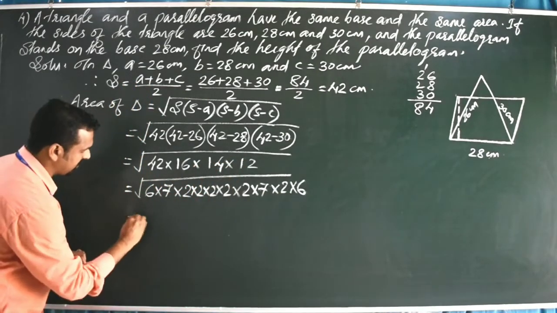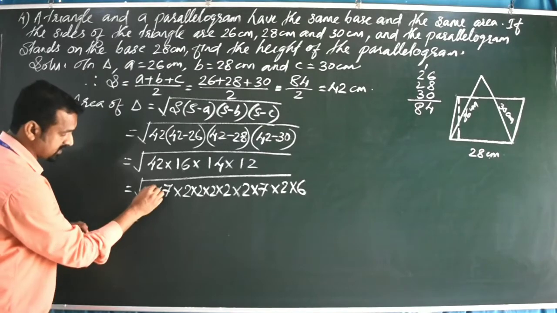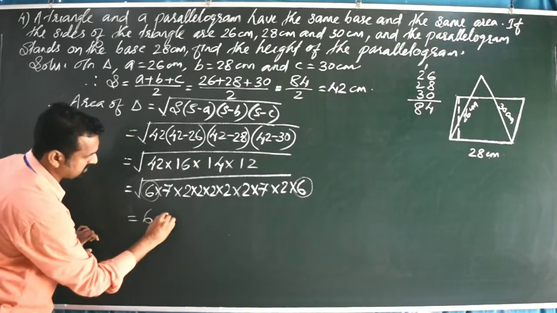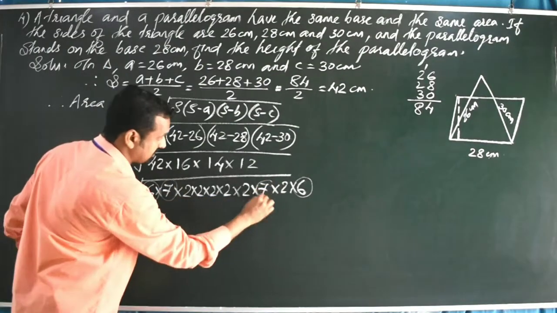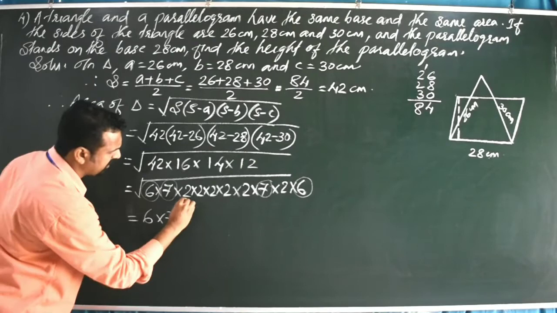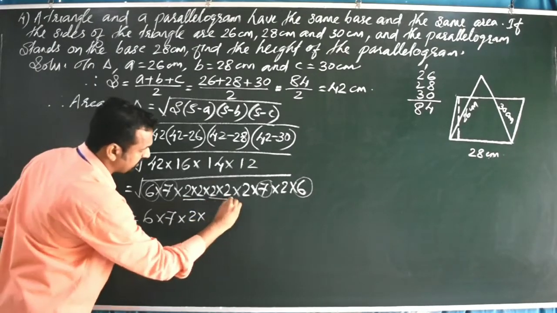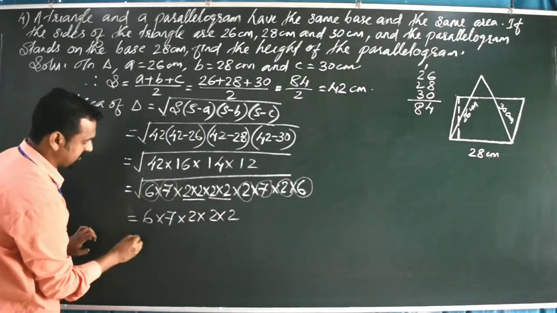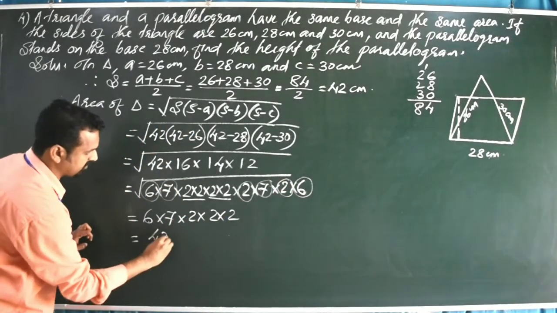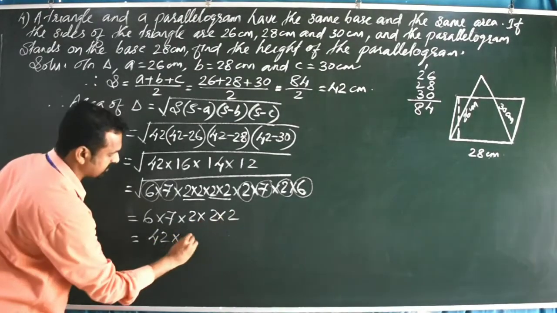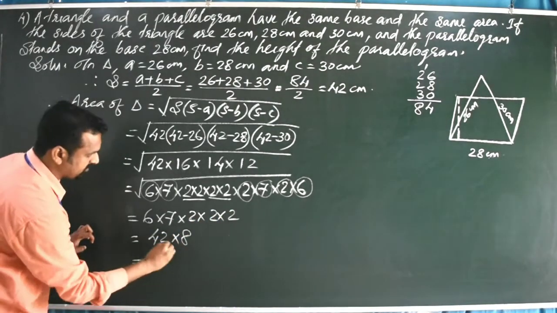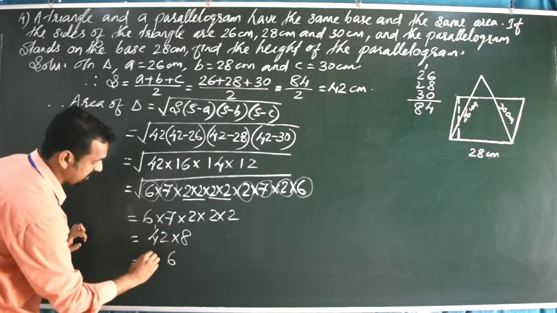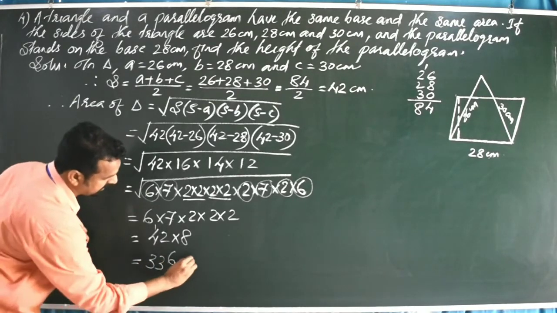Now inside the square root, if two factors are the same, then we can take one out. 6 into 6, we can take out 6. 7 into 7, we can take out 7. 2 into 2, 2 into 2, 2 into 2, that is 2. That is equal to 6 sevens are 42, into 2 twos are 4, 4 twos are 8. Now multiply it. 8 twos are 16, 6 remainder 1, 8 fours are 32 plus 1, 33.